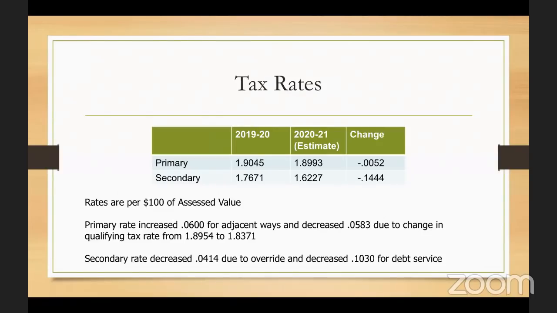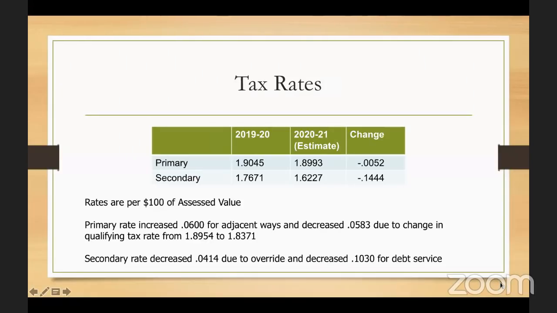So the primary tax rate, I anticipate to decrease by 0.0052. That's a combination of the increase for the adjacent ways, the 0.06, and then a decrease in the qualifying tax rate at the state level. So the state looks at the assessed value at the state level and then adjusts the primary tax rate based on that statewide. So they decreased it by 0.0583.